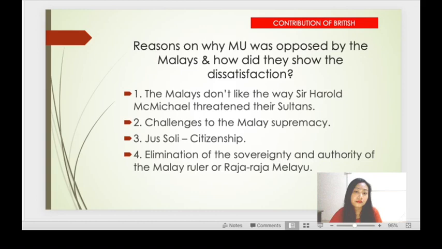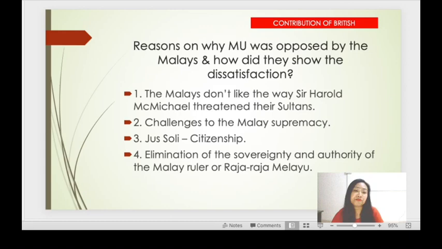And then reasons on why MU was opposed by the Malays and how did they show the dissatisfaction. First one, the Malays did not like the way Sir Harold MacMichael threatened their sultans. He got the signatures of all Malay rulers to make the Malayan Union real. He threatened to remove the Malay rulers from the throne if they did not accept the Malayan Union. Malay rulers also were not given enough time to consult with the Council of State or their advisors, as happened to the Sultan of Perak. The Sultan of Perak is one of the examples. Thus, all of these situations strengthened the bond among the Malays to oppose the Malayan Union.